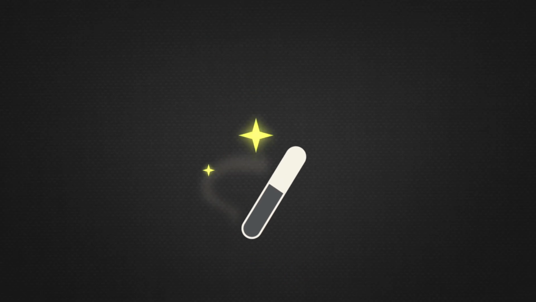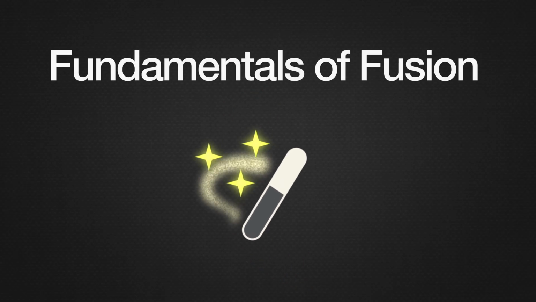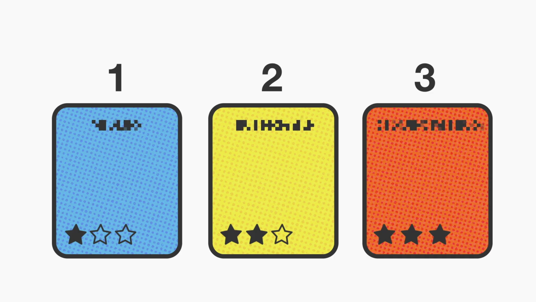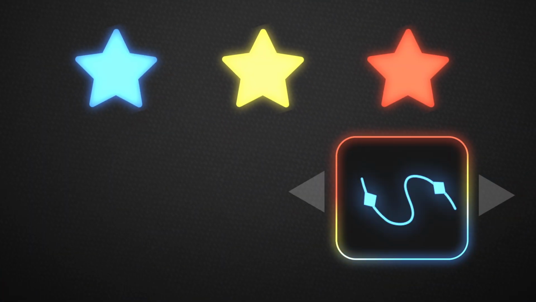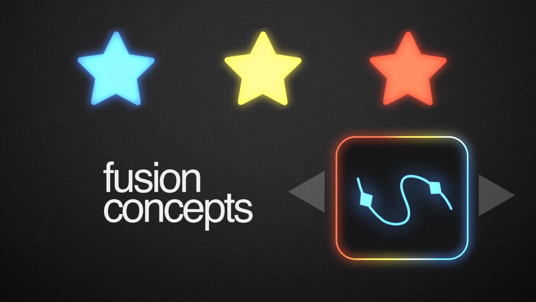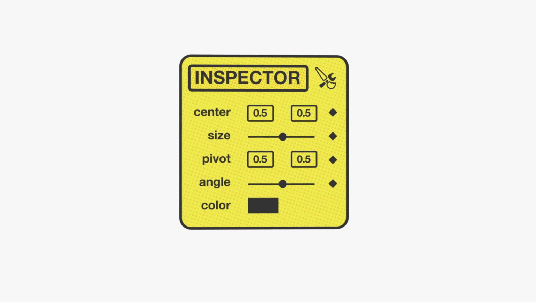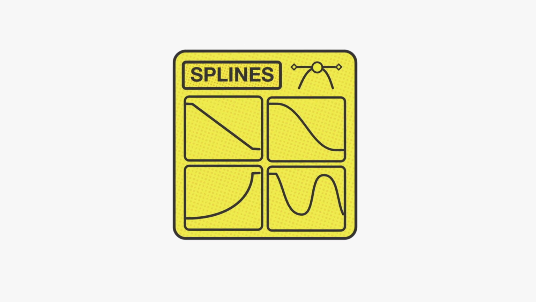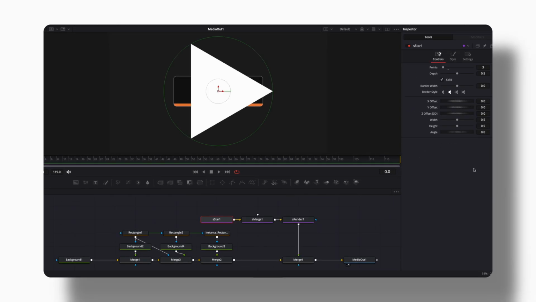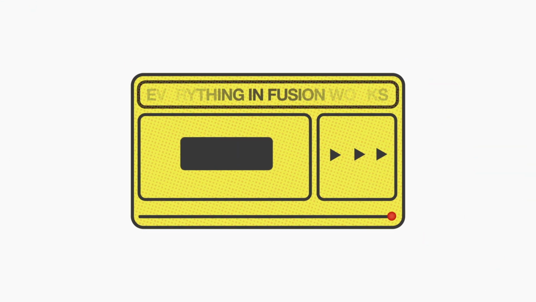In this video, you will learn the fundamentals of Fusion through a simple 3-level system. Each level is designed to make Fusion concepts simple and easy to understand. We will go through all of the essential tools inside Fusion to create custom projects for ourselves. By the end of this video, you will know how everything in Fusion works.